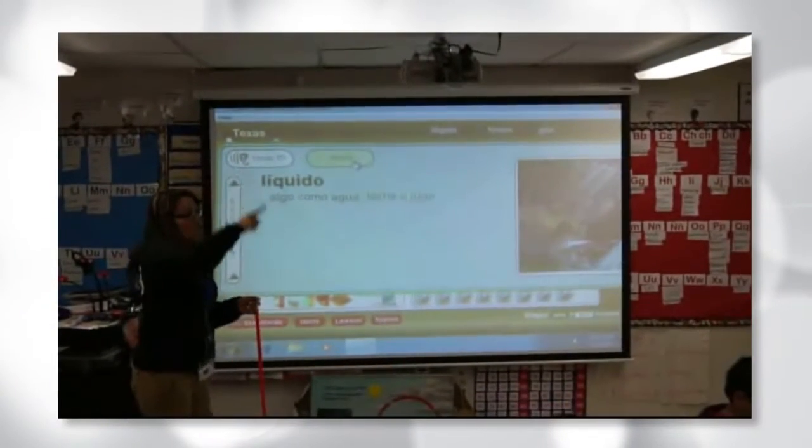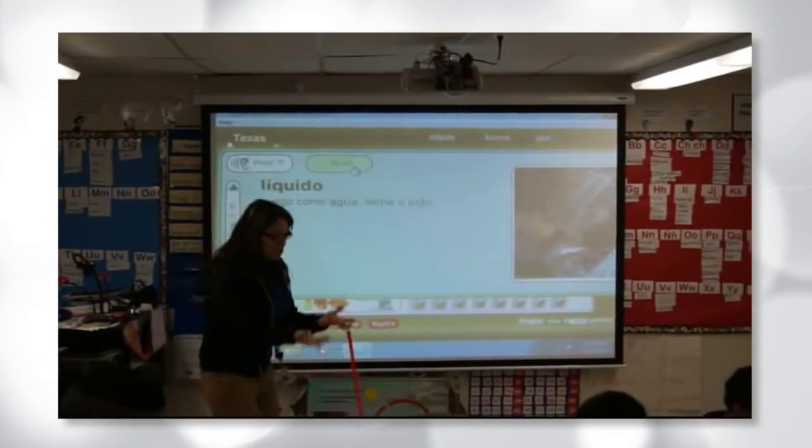The teacher promotes and develops academic vocabulary throughout the lesson.